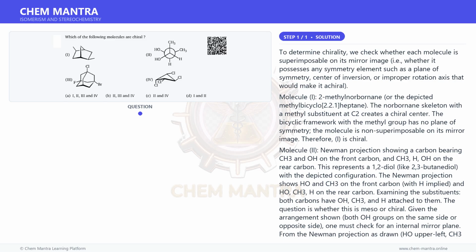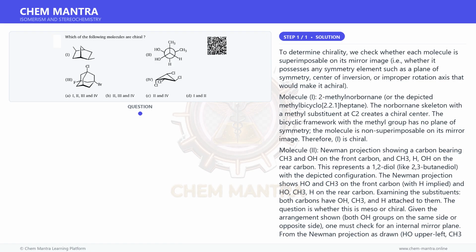To determine chirality, we check whether each molecule is superimposable on its mirror image, i.e., whether it possesses any symmetry element such as a plane of symmetry, center of inversion, or improper rotation axis that would make it achiral.